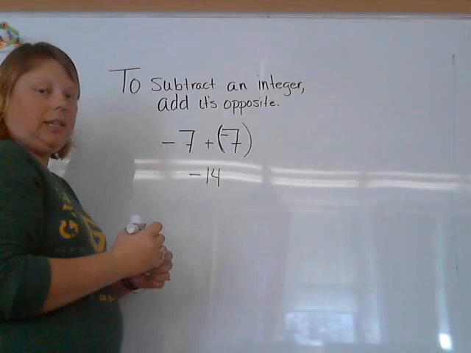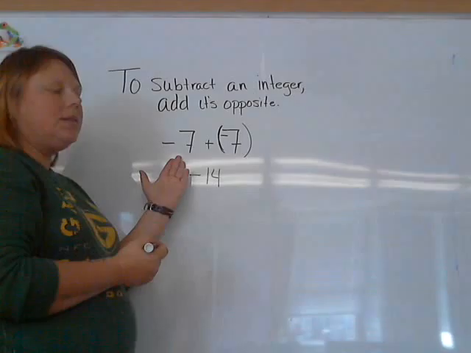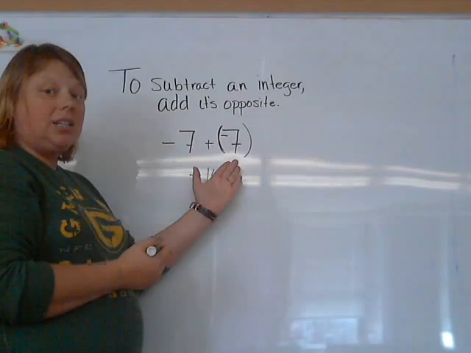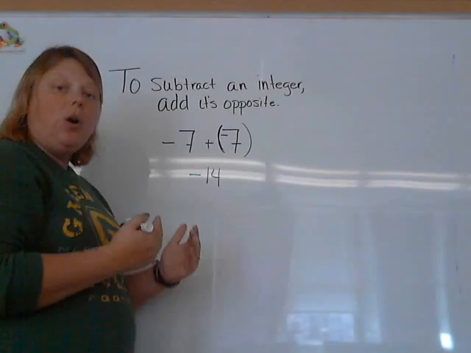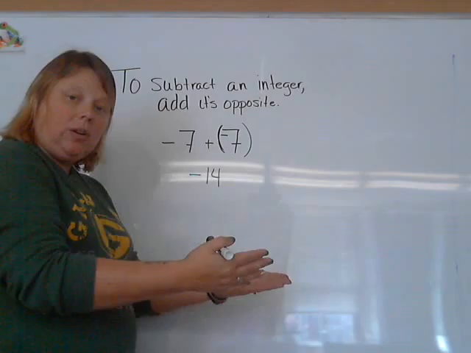I like to think of money when I'm doing this. If I owe $7, it's a negative. I borrow another $7, it's another negative. Altogether, I owe $14. If you owe the money, it's negative. Or if you're buying something or giving it away, it's also negative. But if you have it or someone gives it to you, then the number is going to be positive.